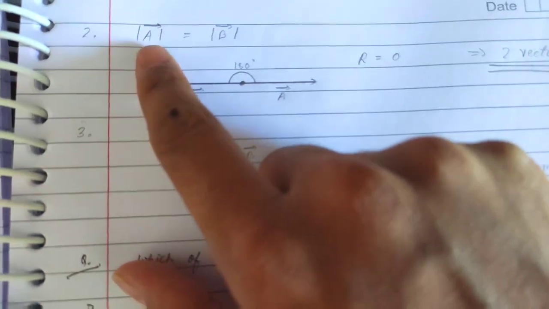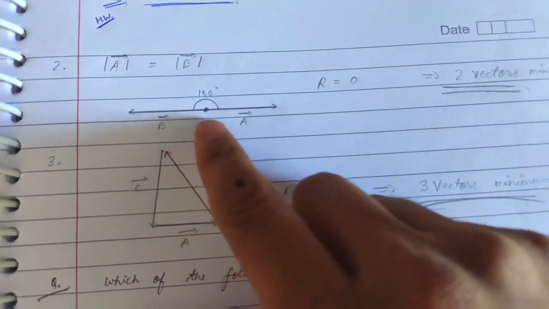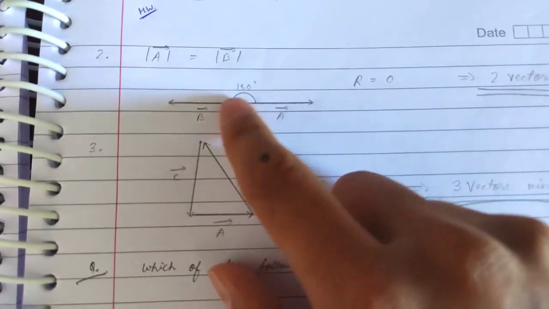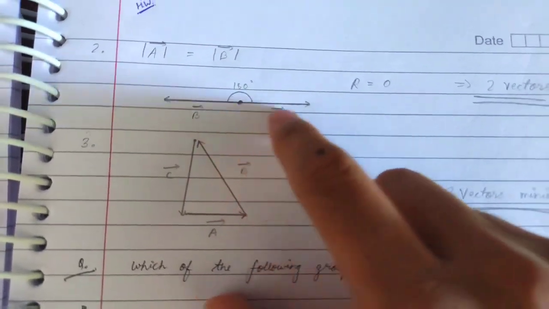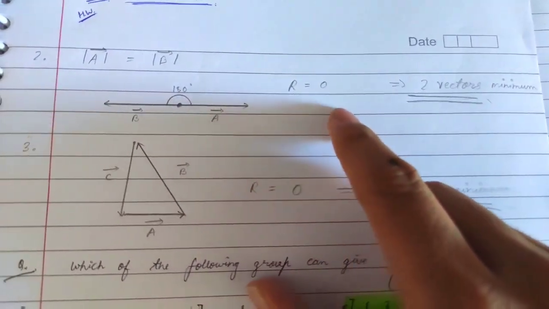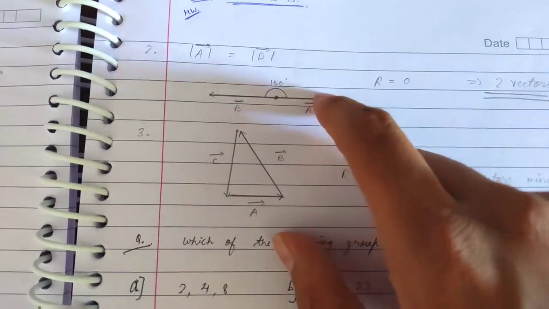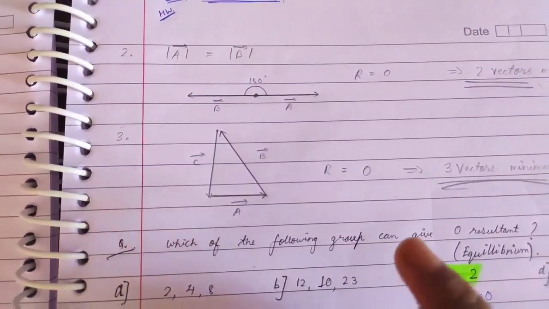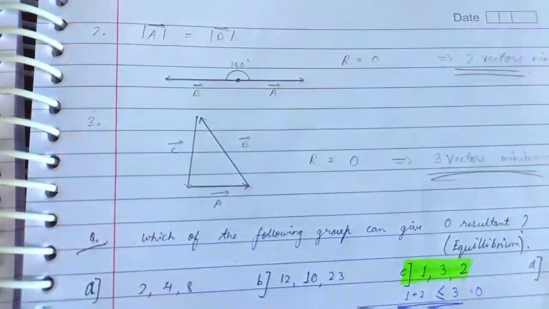See here, like in this diagram, there are two vectors of equal magnitude, vector A and vector B. Vector A is in this direction, vector B is in this direction. Basically the angle made between them is 180 degrees. Then the resultant vector will be 0 vector, because both are in anti-parallel direction, so they will form a resultant of 0 vector. And a minimum of 2 vectors of equal magnitude are required to make it 0.